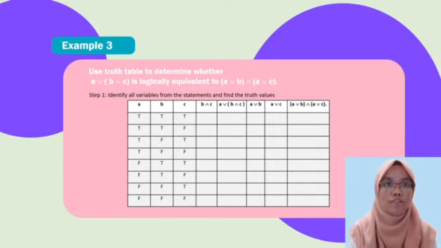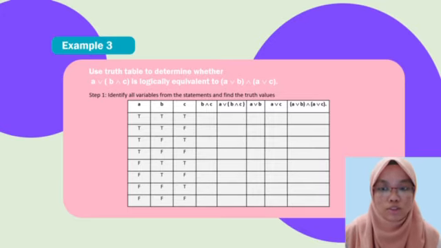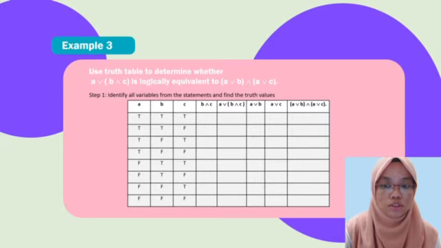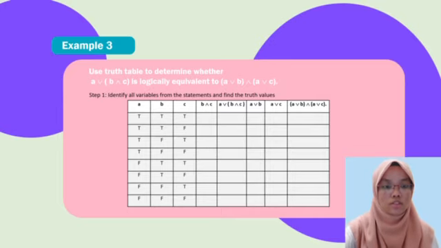So that means we have 8 possible truth values, which are true, true, true; true, true, false; true, false, true; true, false, false; false, true, true; false, true, false; false, false, true; and false, false, false.